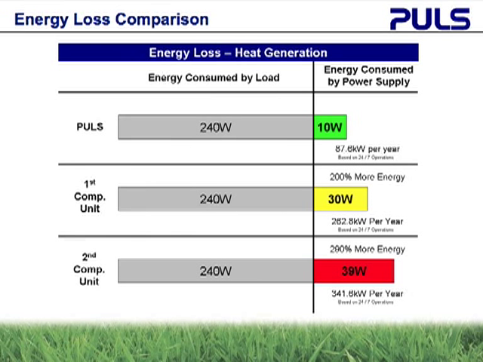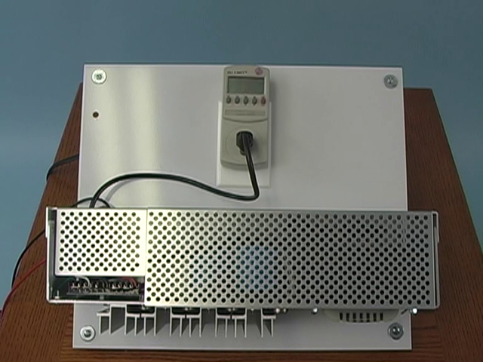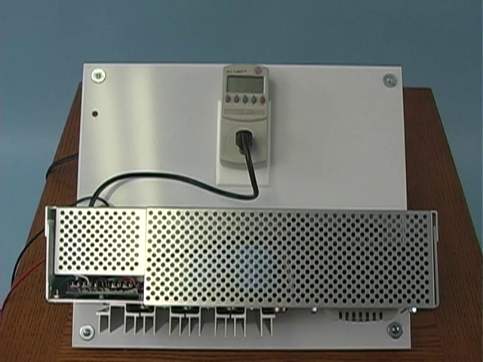We're going to let these units run for several hours so that we can see how many kilowatts are actually used. In the meantime, let's take a look at a similar amperage linear supply to see how it compares to PULS. This is a 12 amp 24 volt unit that has no efficiency rating listed in the data sheet. This unit is quite a bit larger and heavier than the compact PULS unit.